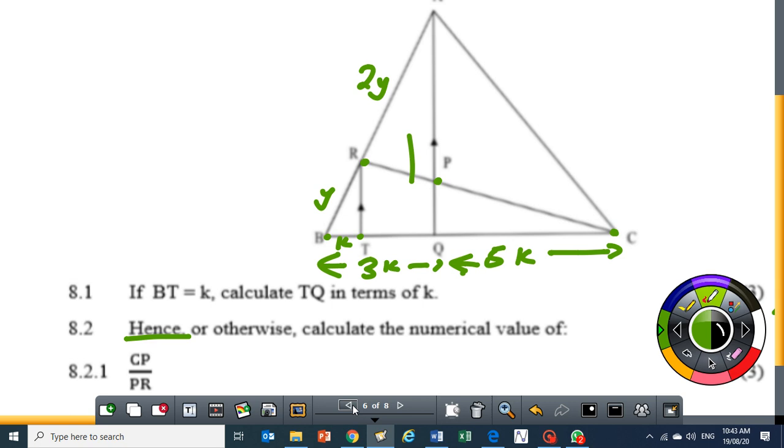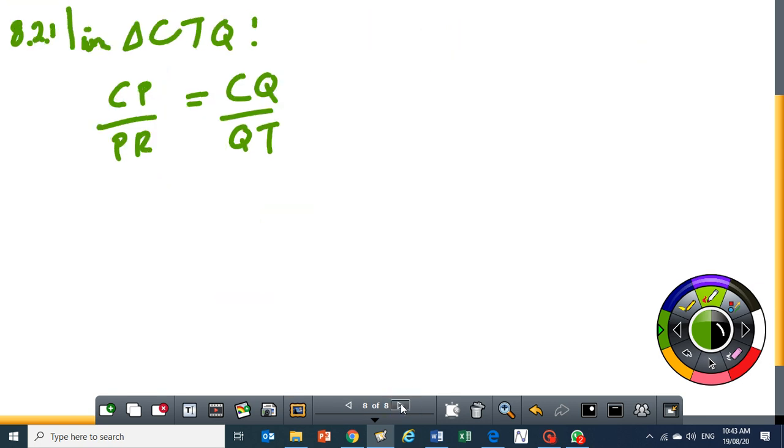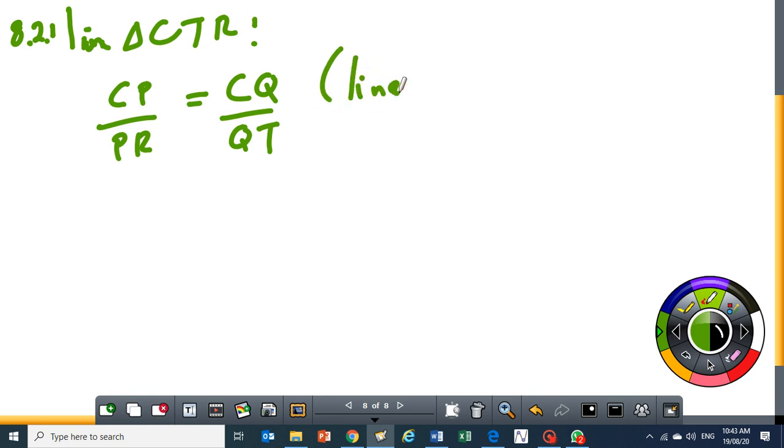Yes? How is CTQ a triangle? Oh, sorry, CTR. Sorry. CTR. Okay, so that's what you have there. We write this line parallel to one side of the triangle.